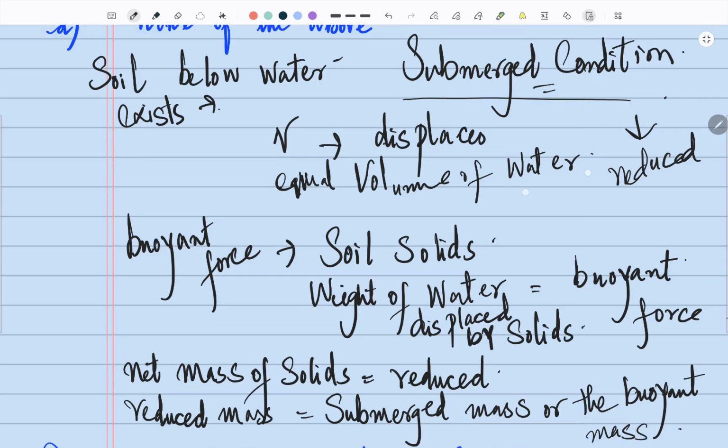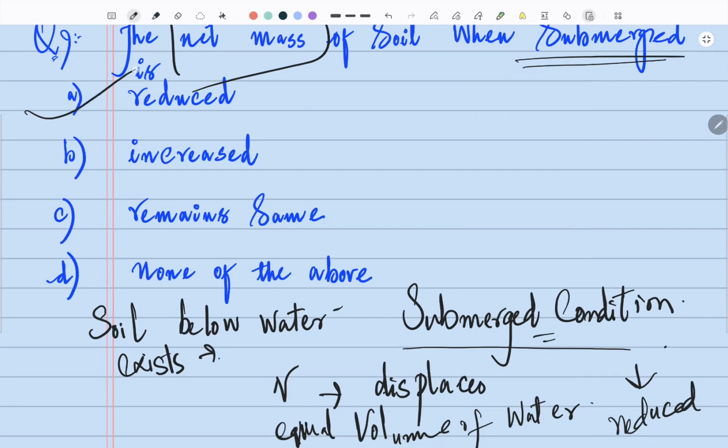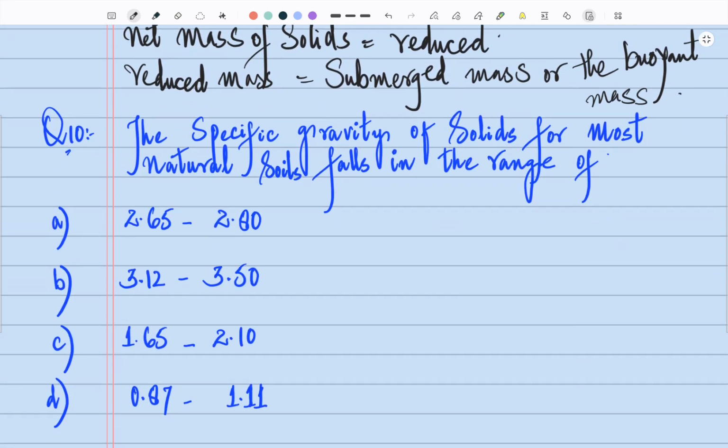All right, coming back to the question. So the net mass of the soil when it's in submerged conditions or when it's submerged is reduced. Option A is the correct answer. All right, moving on to the next one.